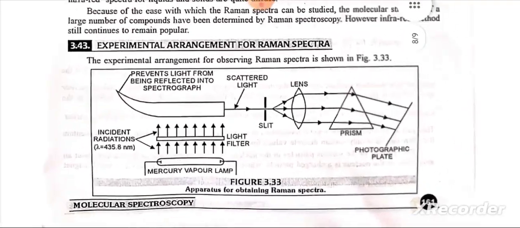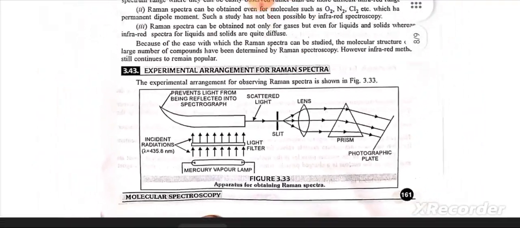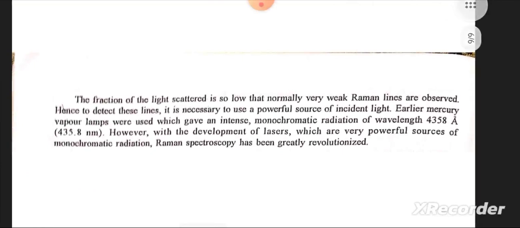This is the experimental arrangement for Raman spectra, and this is the diagram of the apparatus. The fraction of light scattered is so small that normally only very weak Raman lines are observed. Hence, to detect these lines, it is necessary to use a powerful source of incident light.